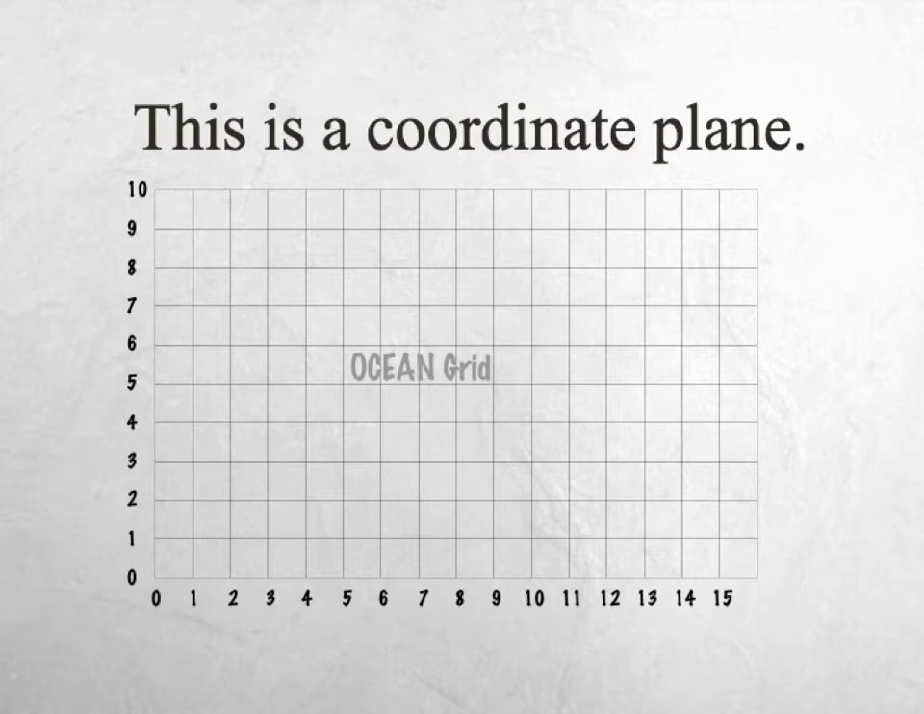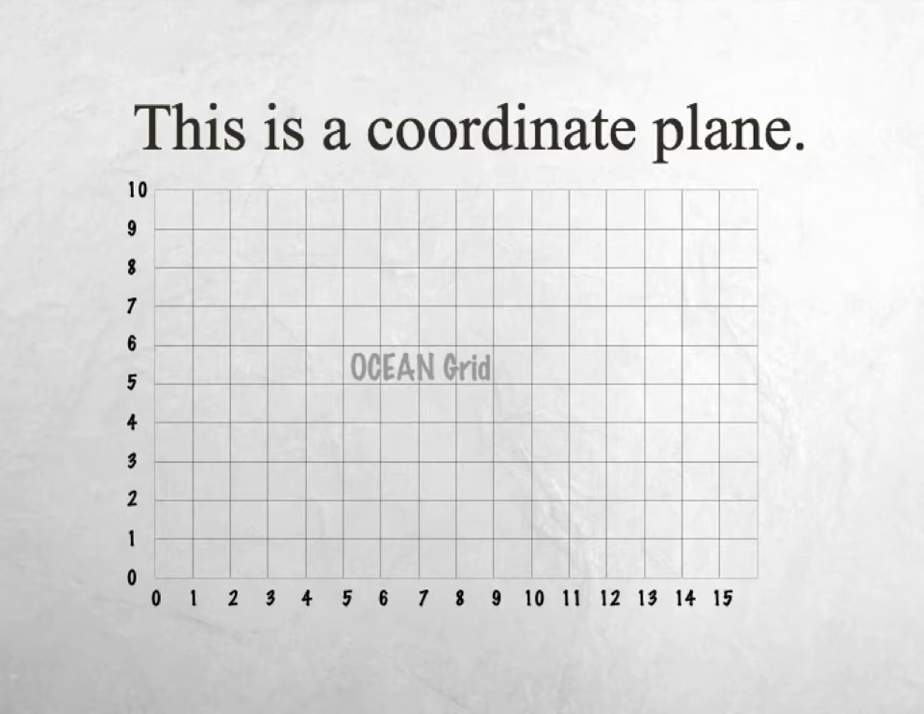Alright, so this is a coordinate plane. We have some features of the coordinate plane which are very, very important. Now we can tell that this coordinate plane kind of looks like a grid. It looks like grid paper, like you would use to do something fancy in math. So it has the little squares on it.